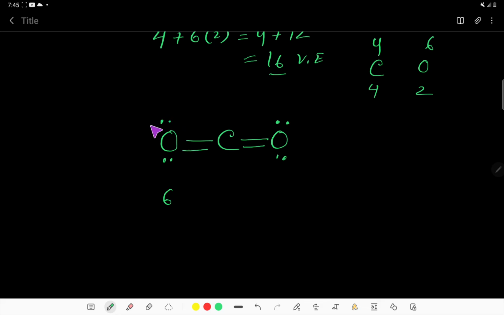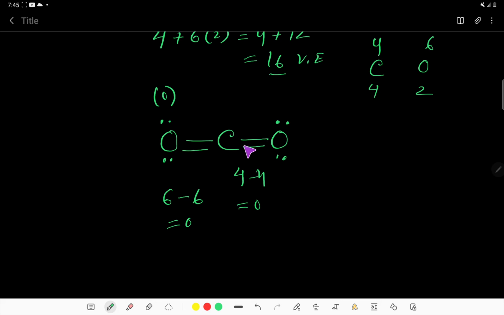That is, in neutral oxygen we have 6, but here we have assigned 2, 4, 6, that is 1, 1, 2, 4, 6. 6 minus 6, that is, the result is 0. So this oxygen has 0 formal charge. We know that in a neutral atom of carbon, carbon has 4 valence electrons, but here we have assigned 1, 2, 3, 4. 4 minus 4 equals 0.